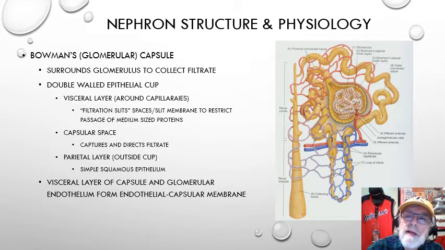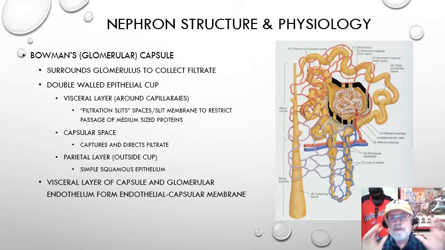Anyway, this is going back and looking at Bowman's capsule. Bowman's capsule is that capsule around the outside of the glomerular capillaries. Again, it has a visceral layer, a membrane that surrounds the capillaries, and it has slits to let certain things pass out into the capsule. It has the capsular space, which is the open space, and it has that parietal layer. That parietal layer is the layer on the outside right here that basically holds everything together. It's the outside of the cup.